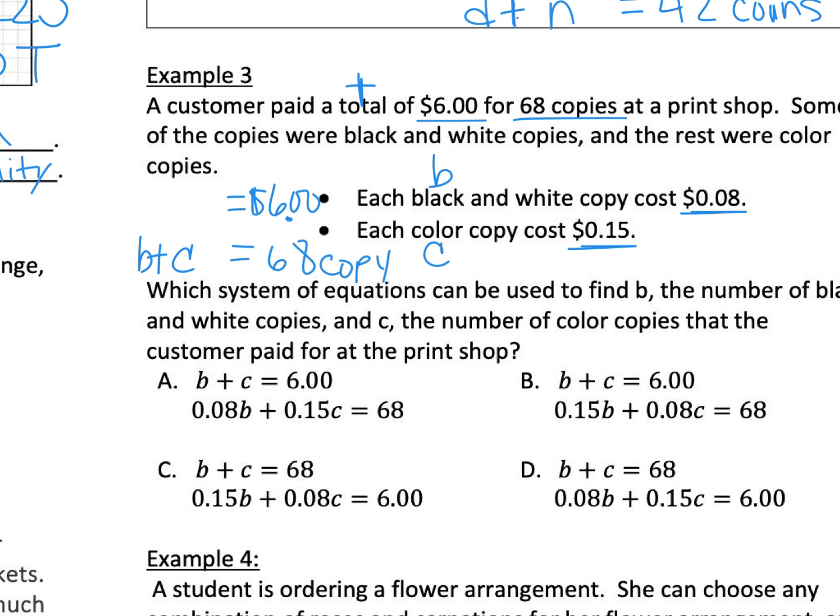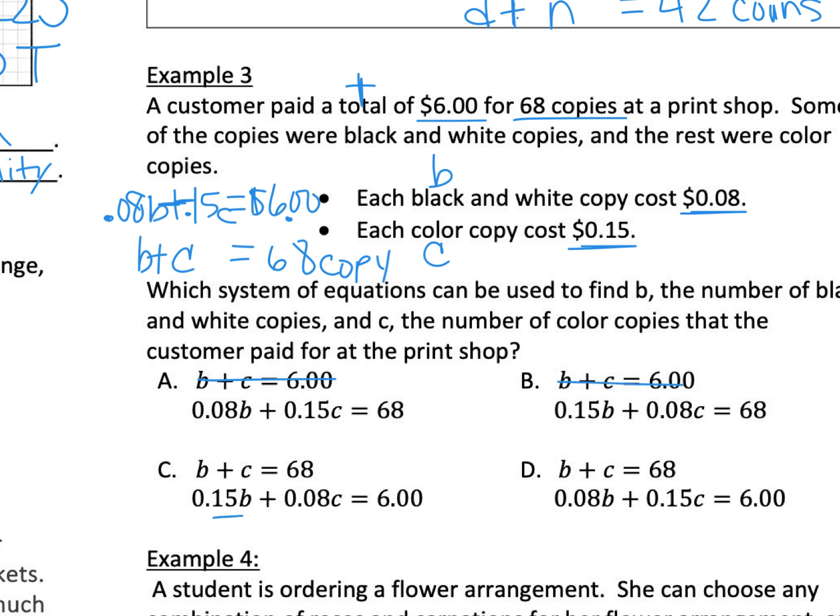But then we need to put our money here. So we know black and white copies are 8 cents. And we have 15 cents for color copies. So when you look at these answers, look at it real careful. So we know we need money with money. So this first one on A isn't going to work. And this first one on B is not going to work.